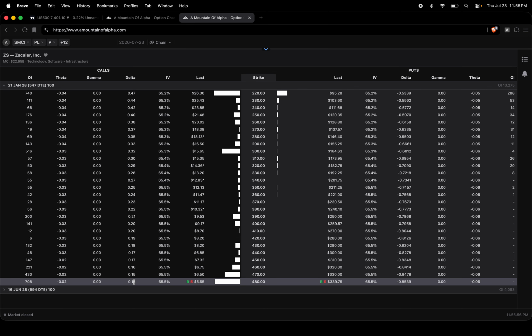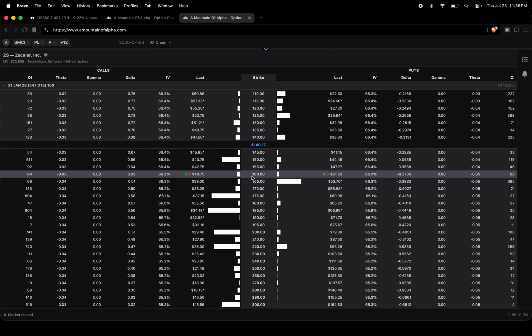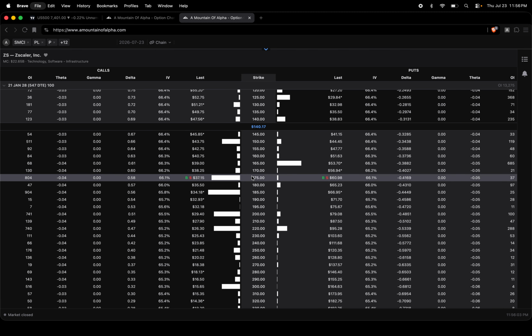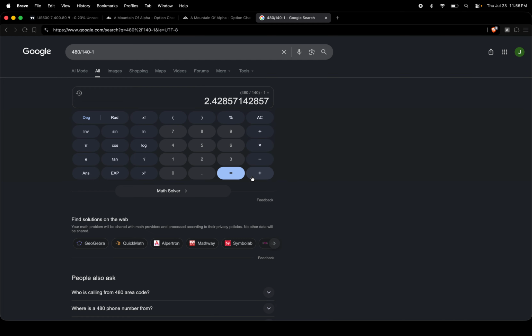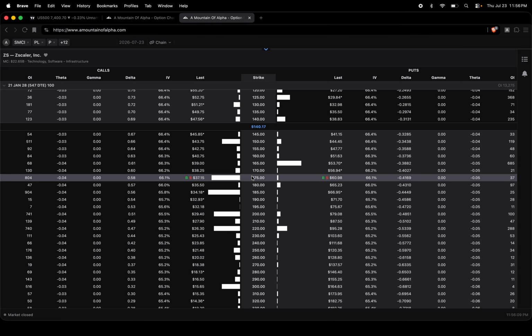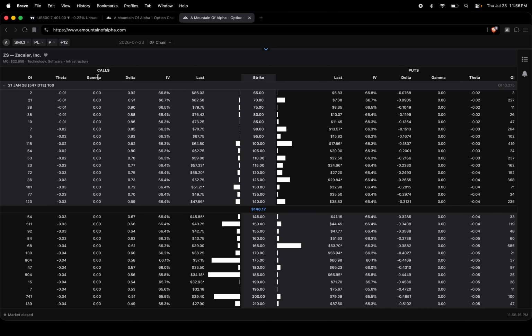Yeah, this one was like a 14.6 or something, but it's 480 over 140. That's 242% higher. So that fails, right? I wouldn't do that. So anyway, I just wanted to bring those up.